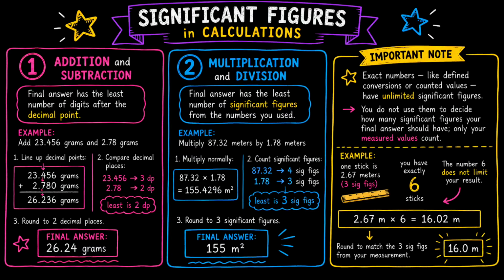For example, one stick is 2.67 meters, which has 3 significant figures, and you have exactly 6 sticks. The number 6 does not limit your result. 2.67 meters multiplied by 6 equals 16.02 meters, so round to 16.0 meters to match the 3 significant figures from your measurement.